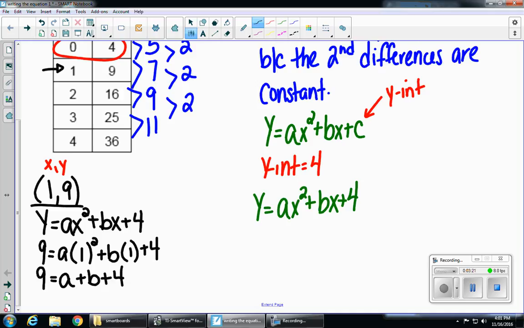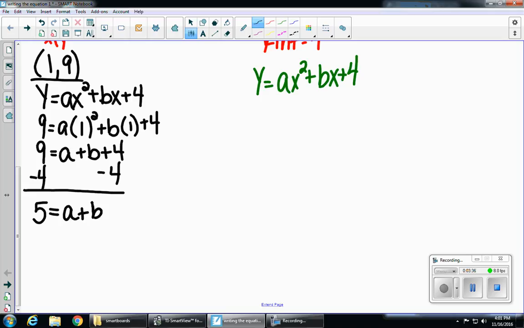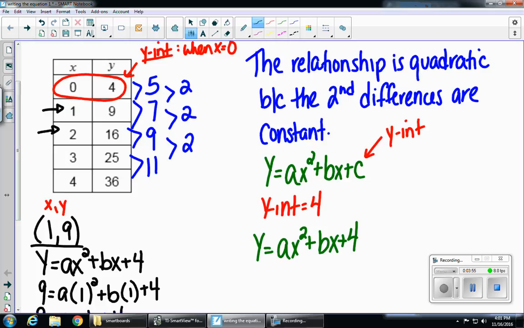And we're eventually going to be solving a system of equations. With systems of equations, we're used to seeing the variables on one side and all the numbers on the other. So I'm also going to subtract over this 4. So I have 5 equals a plus b, and I'm going to call this equation number 1. I'm going to hold off with equation number 1, and now I'm going to repeat this process with a second point. So I'm going to go back up to my table, and I'm going to look at the point 2, 16, and do the exact same thing.